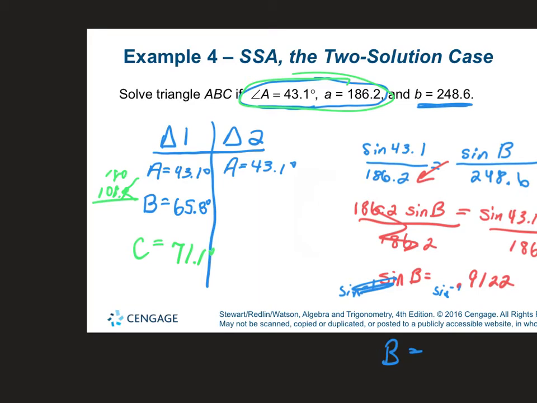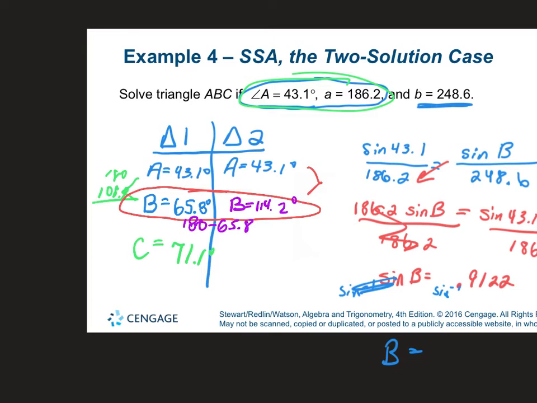Now to see if there is a second triangle, what you do with that first angle that we found, right? We have the given, we assume it's in both, but then you take that first angle that we found, and you find its supplement. What I mean by that, supplement means the two angles add up to be 180. So you're going to take 180 minus 65.8 and see what you get. I get 114.2. So B equals 114.2 degrees.